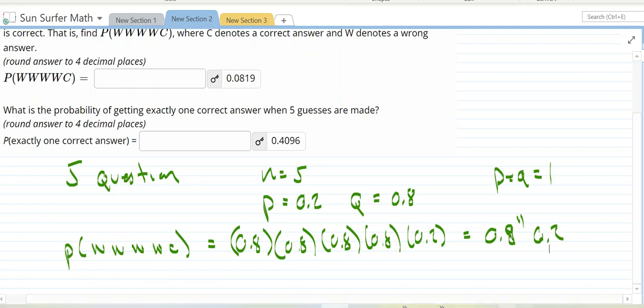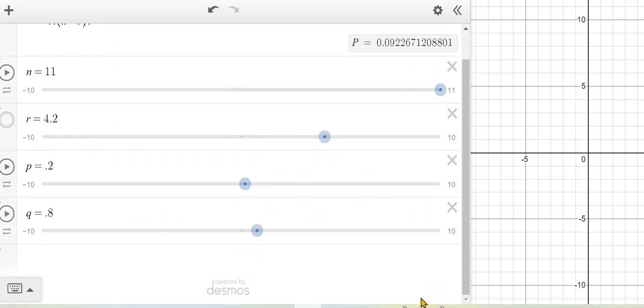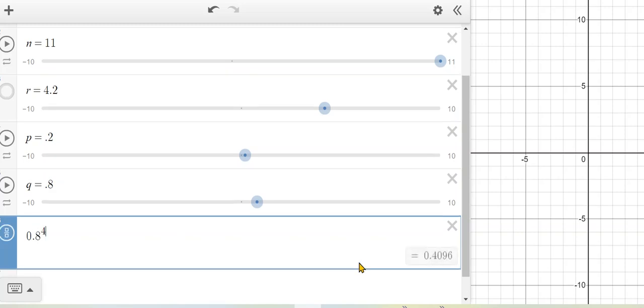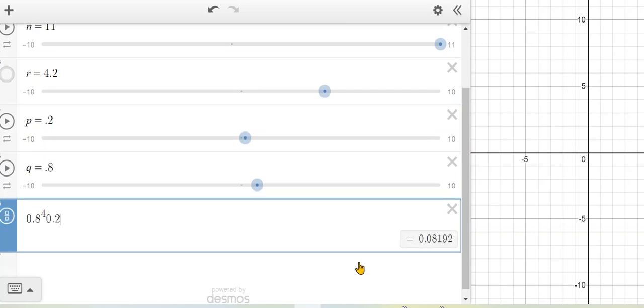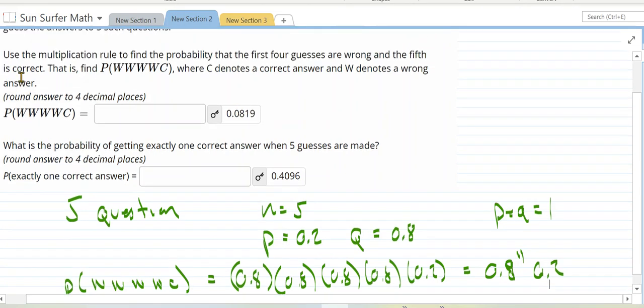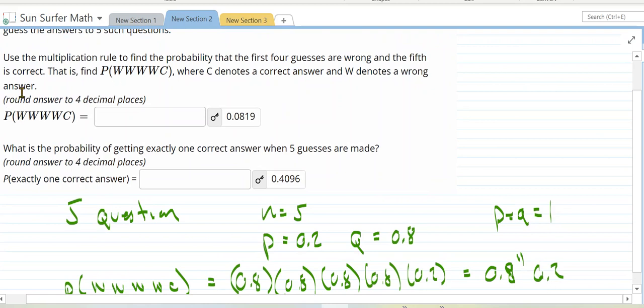And I'm just going to throw that in Desmos as well. So I'm just going to go down here in Desmos and put in 0.8 raised to the 4th power, and then times 0.2. The answer is 0.08192. And that, of course, is the correct answer, rounded slightly. So 8.19% or 8.2%. So this order is important. We want to have an incorrect, incorrect, incorrect, incorrect, correct.